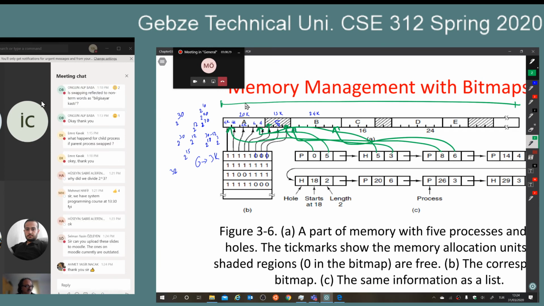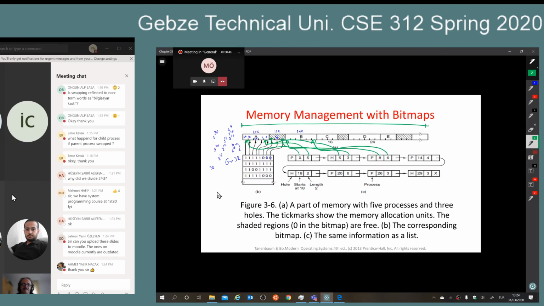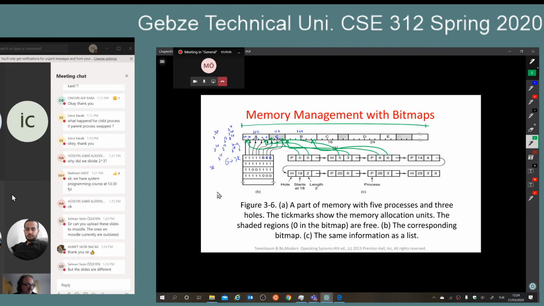Sir, can you upload these slides to Moodle? You asked this question many times, and I mentioned that these slides are already available in Moodle. All the pictures are available. Only my comments are not there, and these comments come directly from the book. Just open the book when you are watching my videos. These are word by word from the book. I don't add any new stuff from other places. If I add it, I tell you.